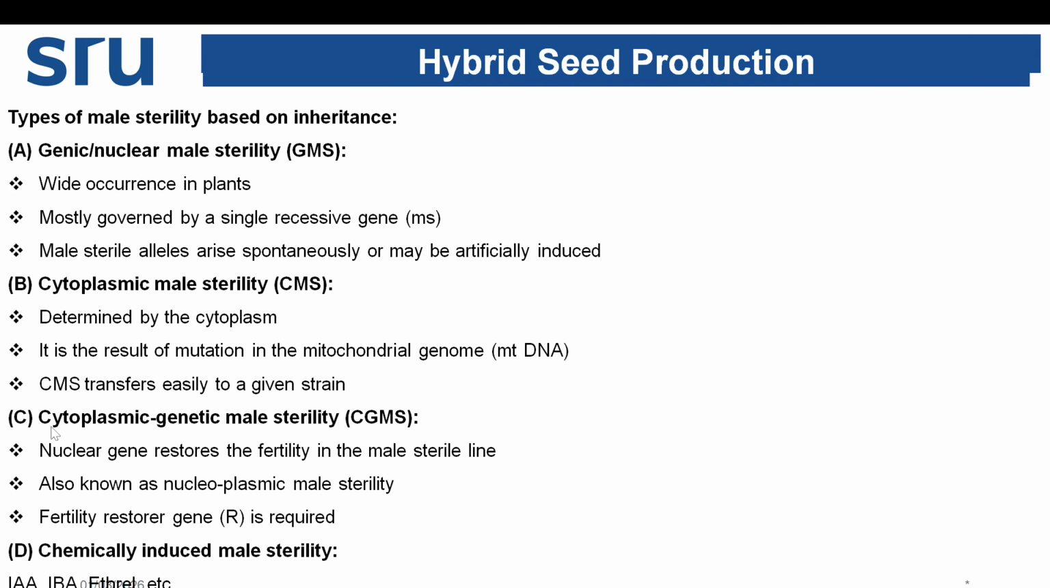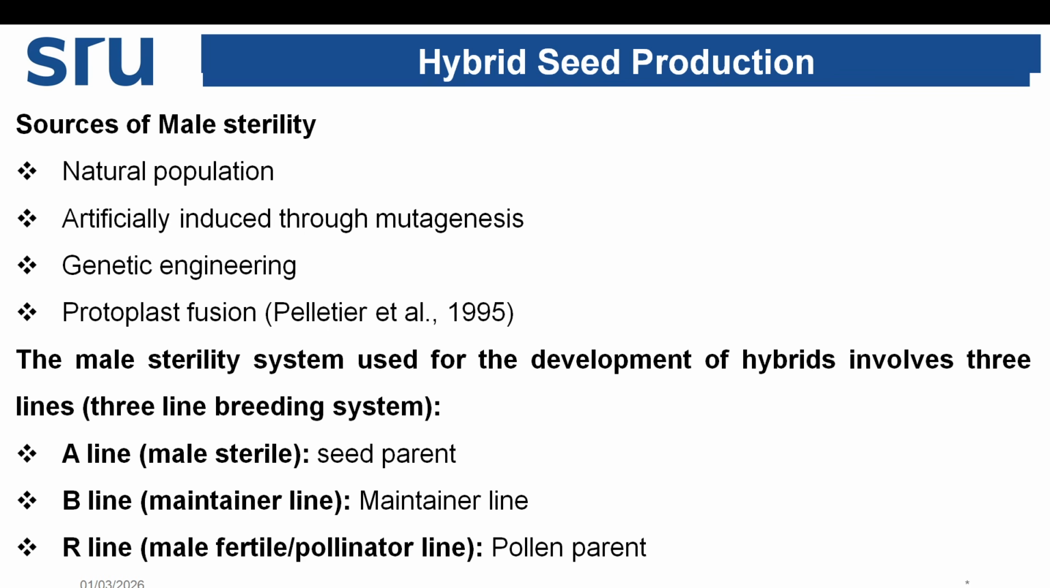The third type is cytoplasmic genetic male sterility, the CGMS system. Here a nuclear gene restores the fertility in the male sterile line. It is also known as nucleoplasmic male sterility. In the CGMS system, we need a fertility restorer, that is the R gene. The fourth type is chemically induced male sterility. You can induce male sterility by using chemicals like IAA, IBA, ethrel, etc.